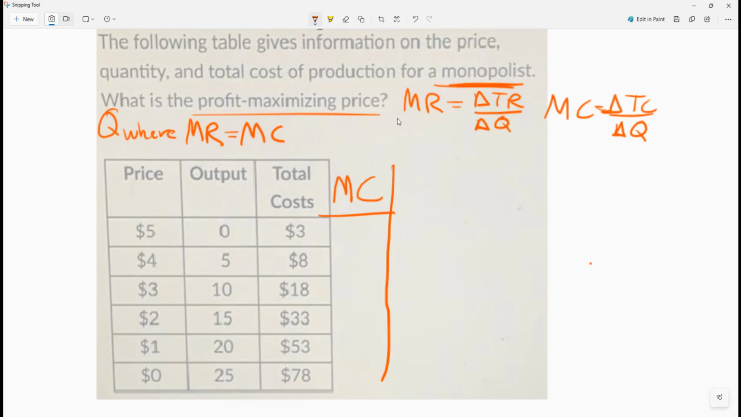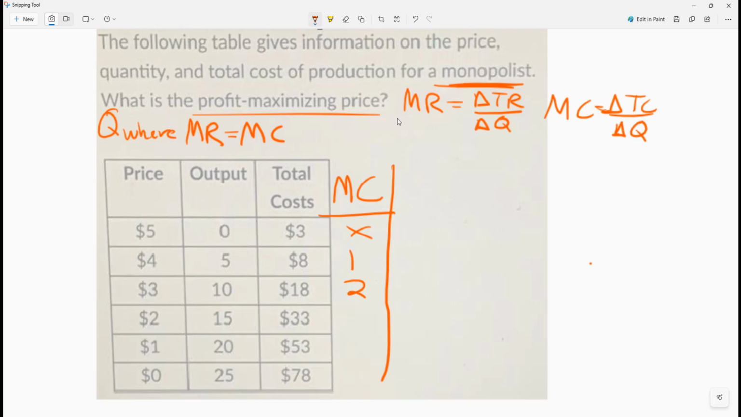So I don't have a marginal cost for 0 because I'd be going from -1 to 0, and that's not something I'm going to do. So I go from 0 to 5. Okay, so what's the increase in cost? It's going from 3 to 8. Okay, so it'd be a $5 increase, and then a change in quantity of 5, so that would be 1. Okay, 5 over 5 would be 1. And then here I have 10 over 5, which is 2.